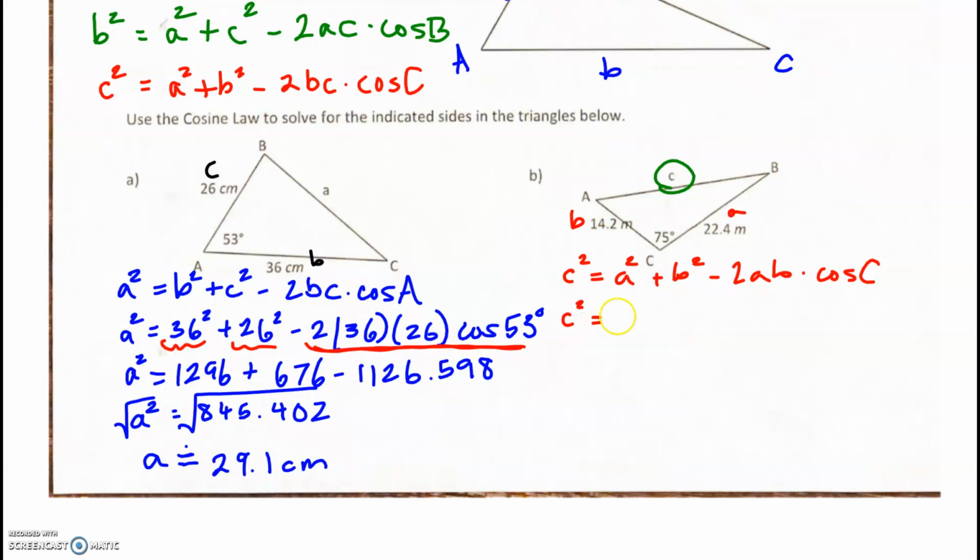So a, I'm going to put in 22.4 squared plus b is 14.2 squared minus 2 times 22.4 times 14.2. And I'm running out of room, so I'm just going to write it up here, and then that is times cos 75.